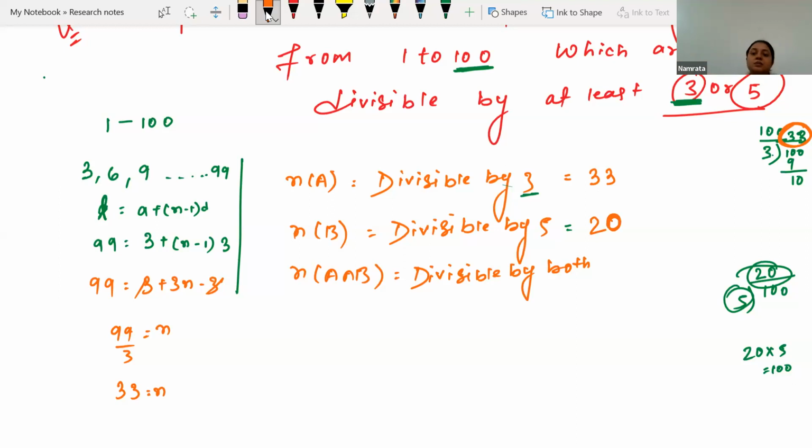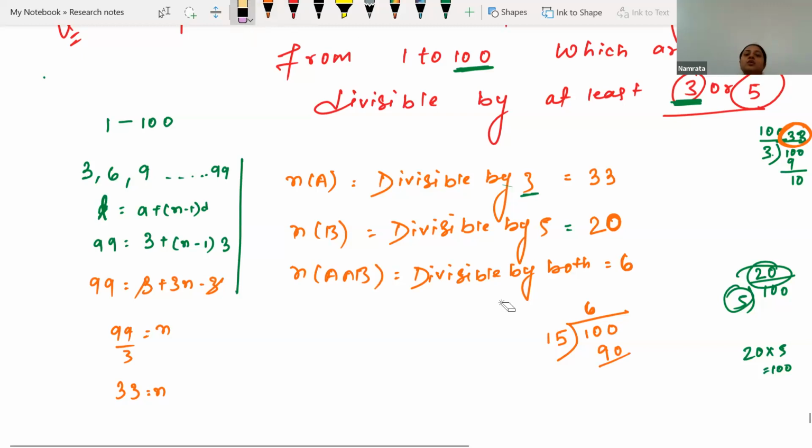Yes, ma'am. Similarly, if we check with 15, how many times will 15 divide 100 completely? So 15, 5 times 75, 15, 6 times 90, 15, 7 times 105. So 6 times 90, right? So we will have 6 over here. Getting? Yes, ma'am. Either we can apply the short trick or we can go ahead and apply the arithmetic progression rule.